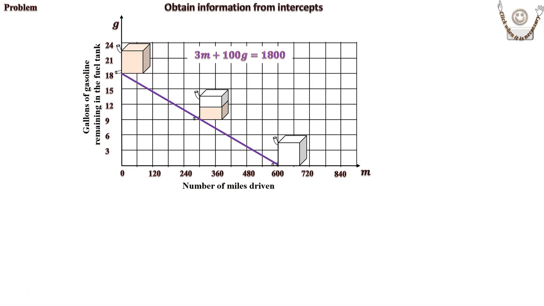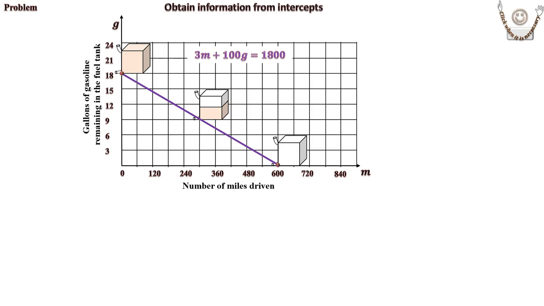Now let's look into this problem from an algebraic point of view. We have an equation and we have the corresponding graph. Let's talk about special points. The first special point is where the graph crosses the vertical axis. We would call this the g-intercept in this case. And the second point would be where the graph crosses the horizontal axis, and we would call this the m-intercept in this particular problem.